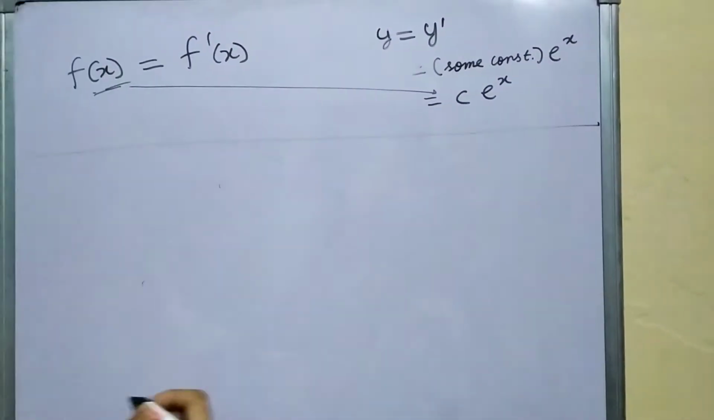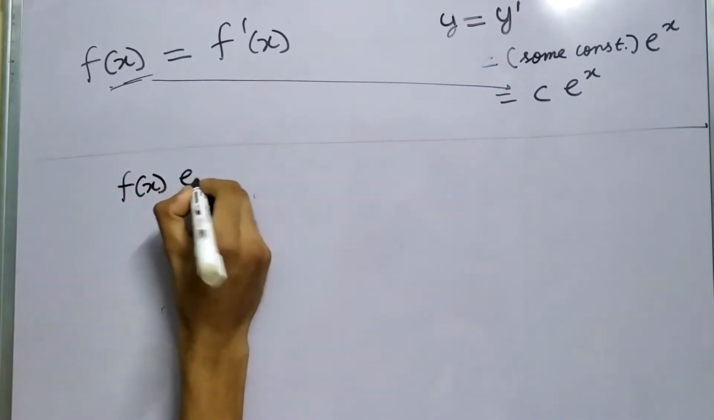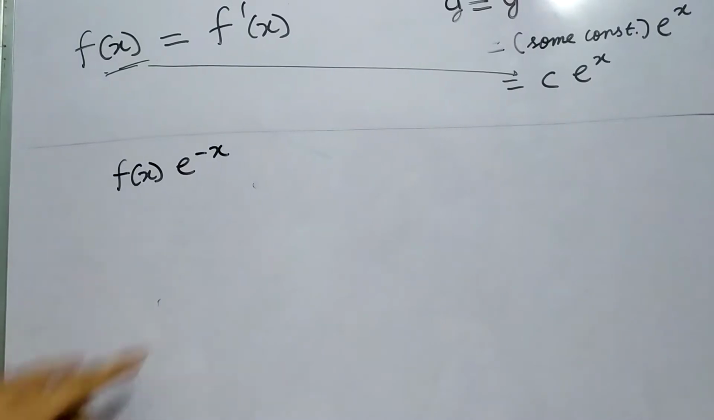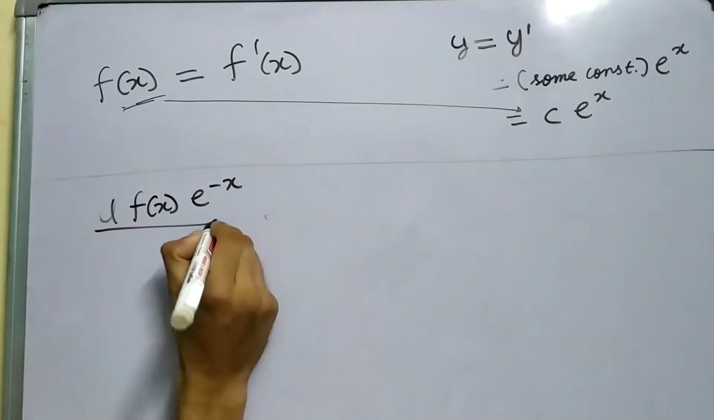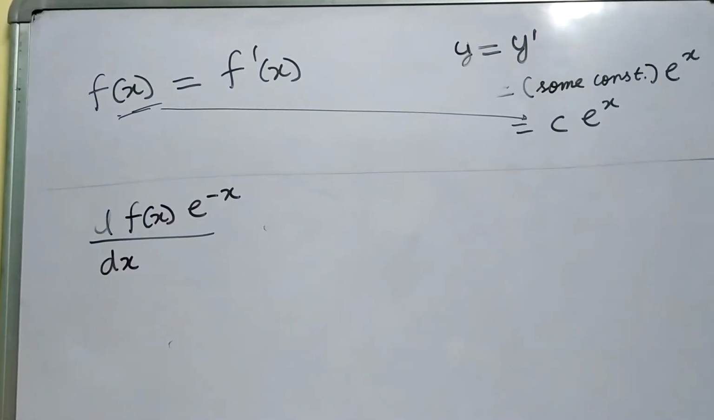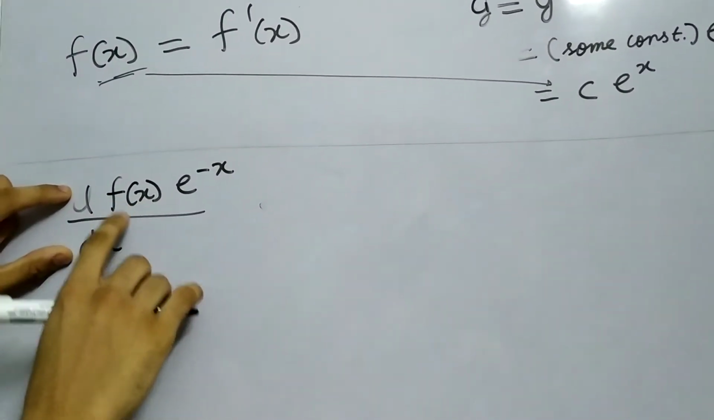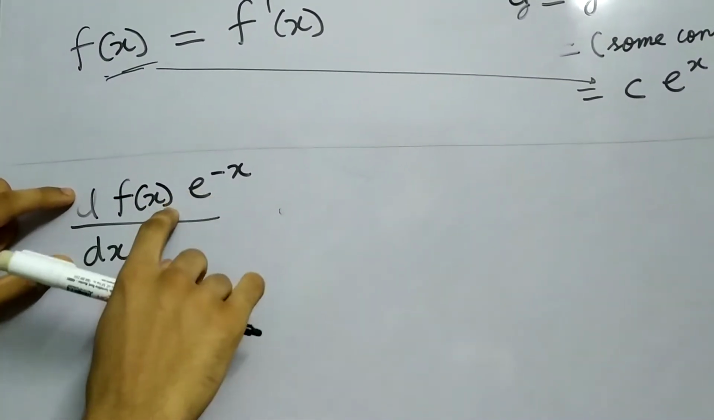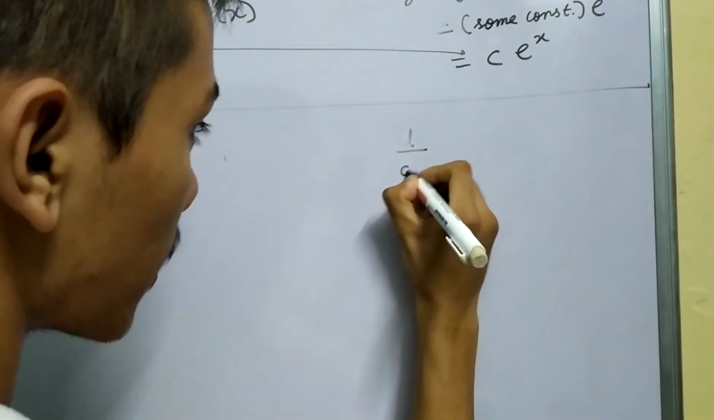So we construct another function, f of x times e to the minus x. We have made this function and we differentiate this. Alright, and if you look closely, it's the differentiation of a product of two functions of x. And how do we differentiate this? Let me write down the rule.